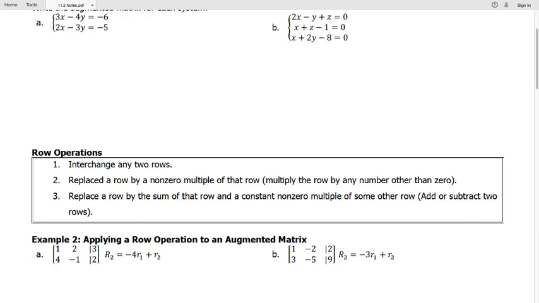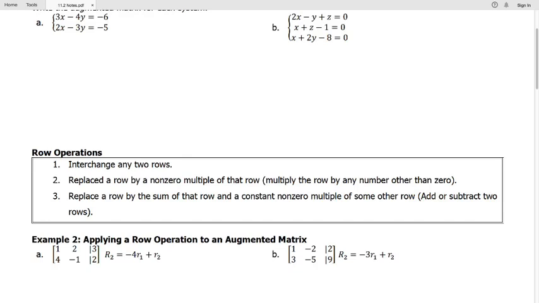We can interchange any 2 rows. That means that we can switch any of the rows as long as we take everything about that row and move it up or down. We can replace a row by a non-zero multiple of that row. All that means, in more simple terms, is that we can multiply a row by any number other than 0.